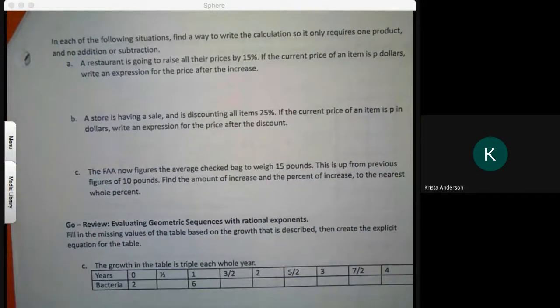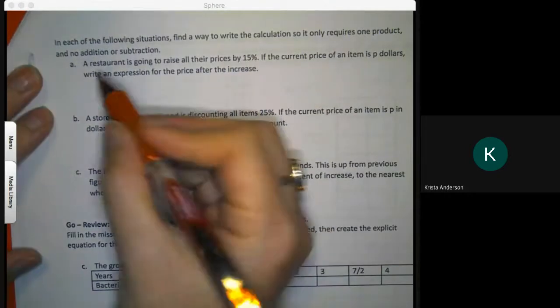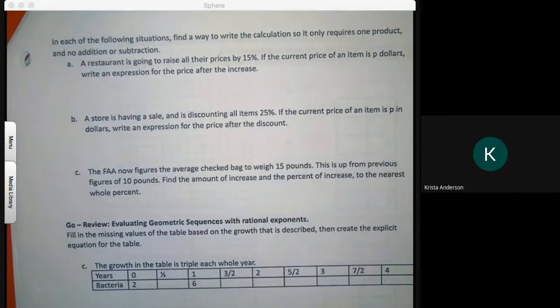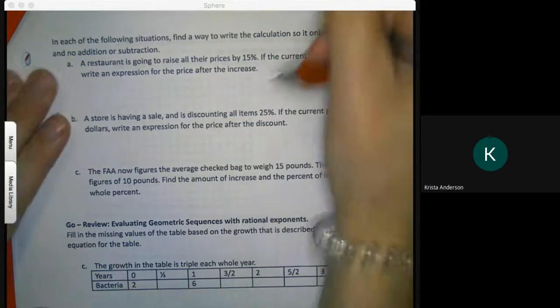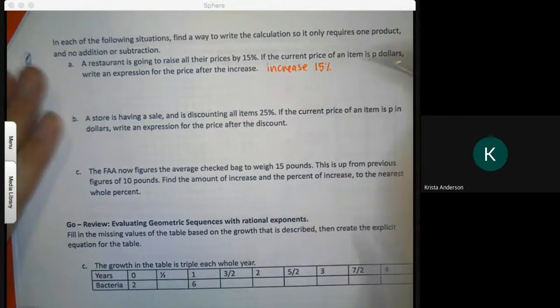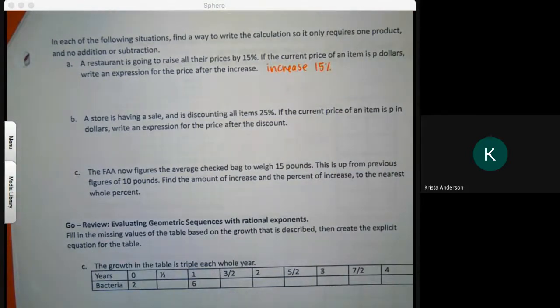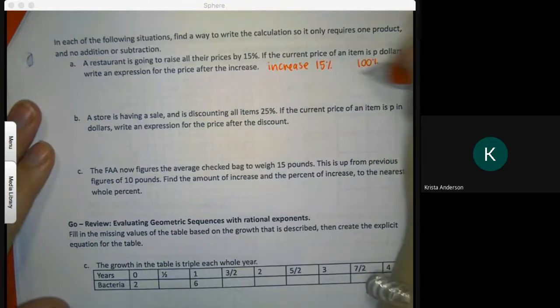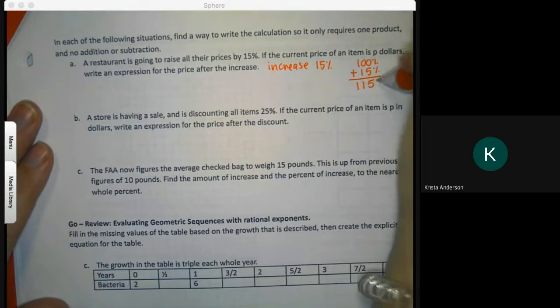Turn the page. We are going to try word problems, which are not as bad as you will think. A restaurant is going to raise all prices by 15%. Does that mean it will go up or down if they're increasing it by 15%? Up. So I'm going to make a note. Increase 15%. Does anybody know what that would make 100% become? 100% plus 15% is 115.